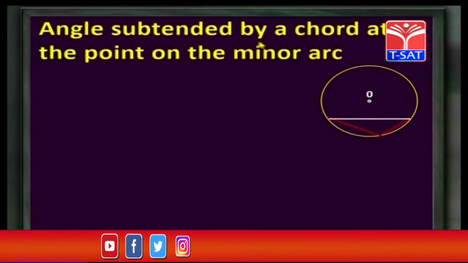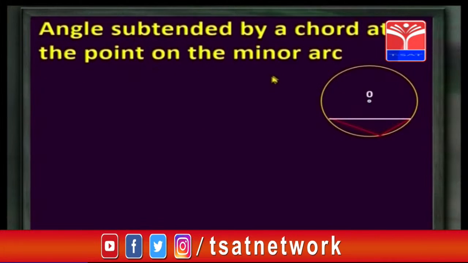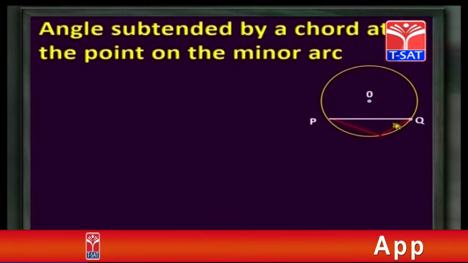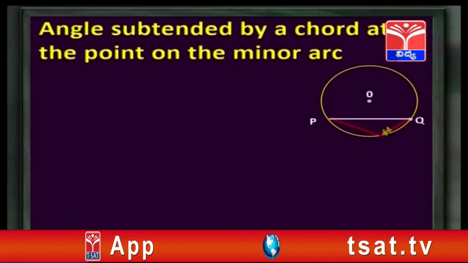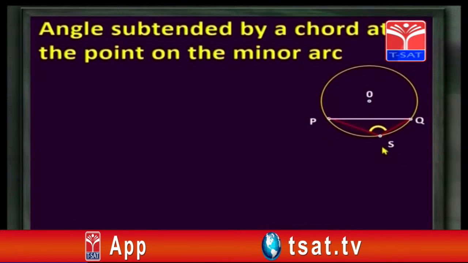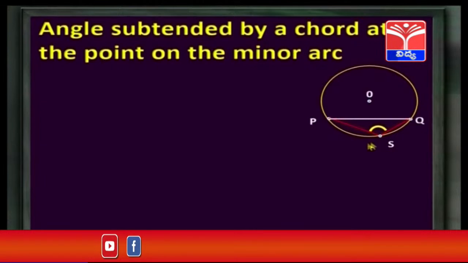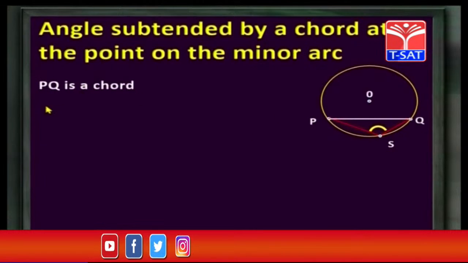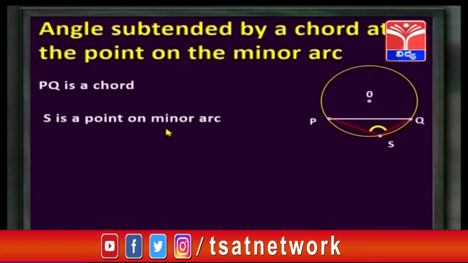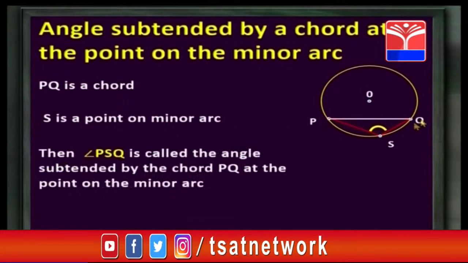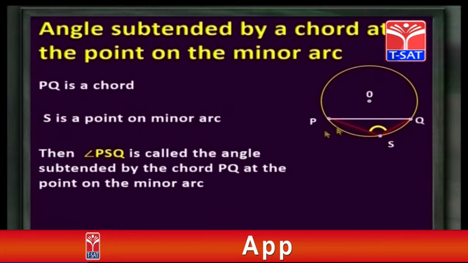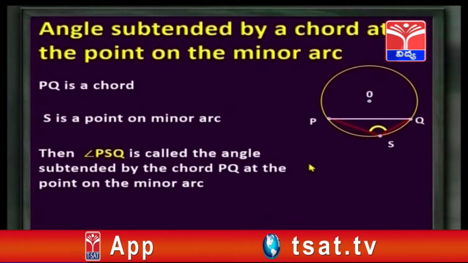Now, the angle subtended by a chord at a point on the minor arc. Now this is a minor arc, PQ is the same chord, and S is a point on the minor arc. Now PSQ will be the angle. Now let us see, PQ is a chord, S is a point on the minor arc, then PSQ is called the angle subtended by the chord PQ at the point on the minor arc.